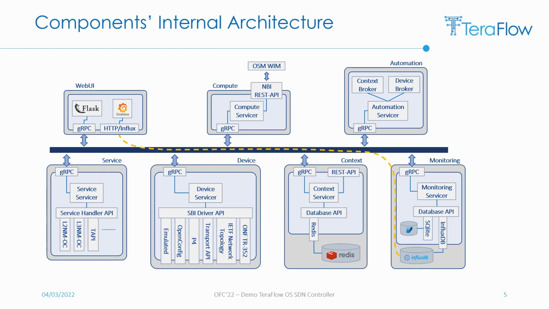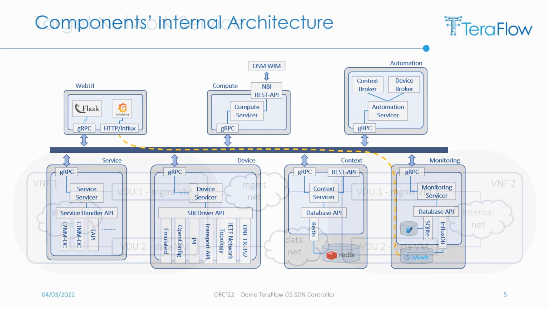For instance, database APIs are implemented in context and monitoring components for plugging different backend databases. A driver API is implemented in the device component for extending it with new drivers using different protocols and data models. And the service component implements a service handler API enabling support for different kinds of services within the SDN controller.